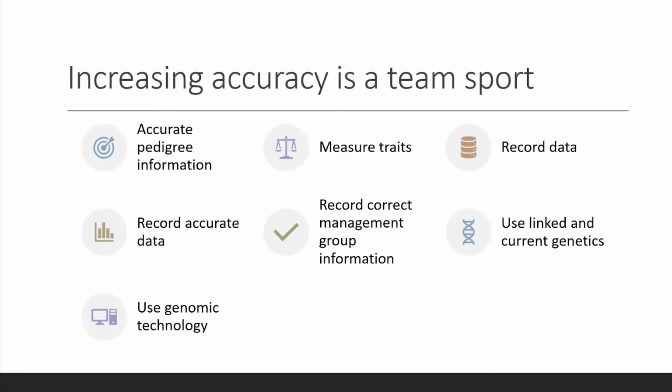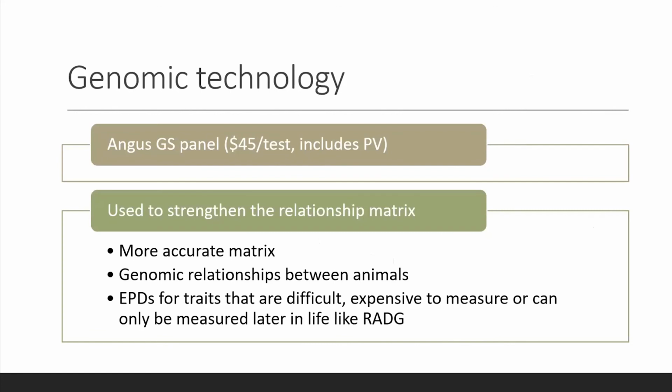Another thing members can do is use current genetics and linkage. It's easier to predict genetic potential, of course, on animals that are used in different environments, so that we can really estimate what that environmental impact is on those traits. And then the last thing is genomic technology. This has a cost to it, of course, because we pay a lab to process testing. But let's talk about the genomic technology that we use at Canadian Angus.